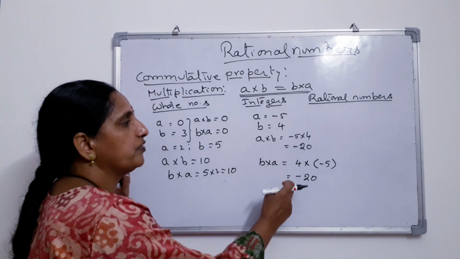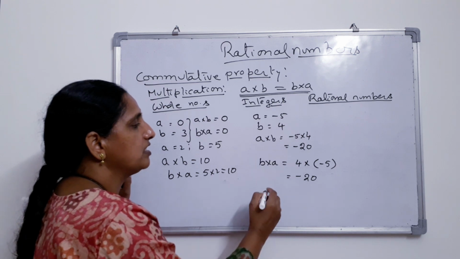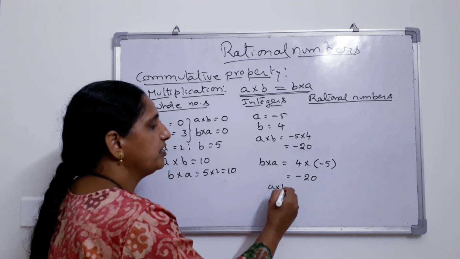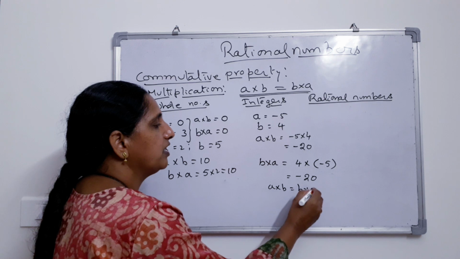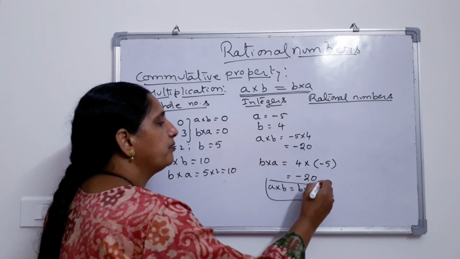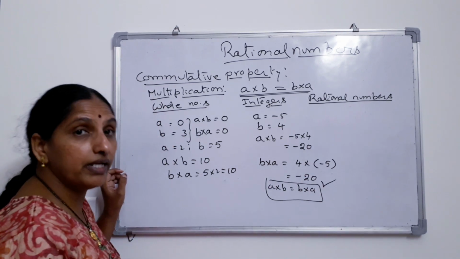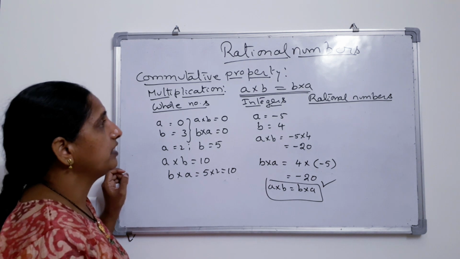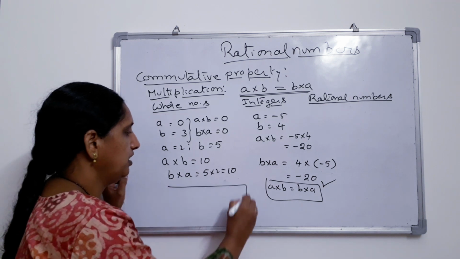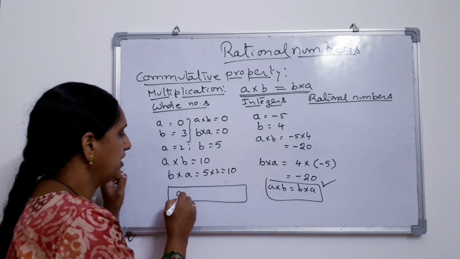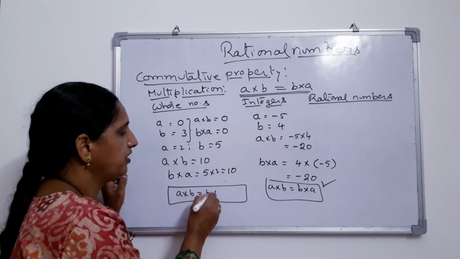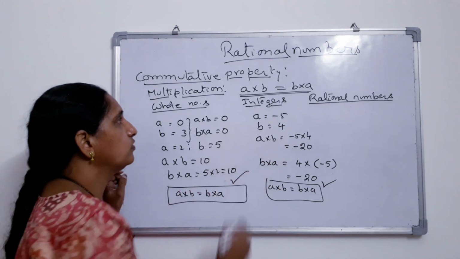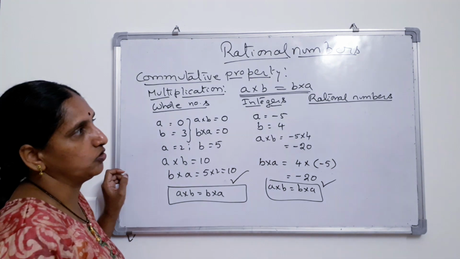So from these two we can say that a into b is equal to b into a. Therefore, integers obey the commutative property under multiplication. Even here we have seen that a into b is equal to b into a. This is true in the case of whole numbers also.